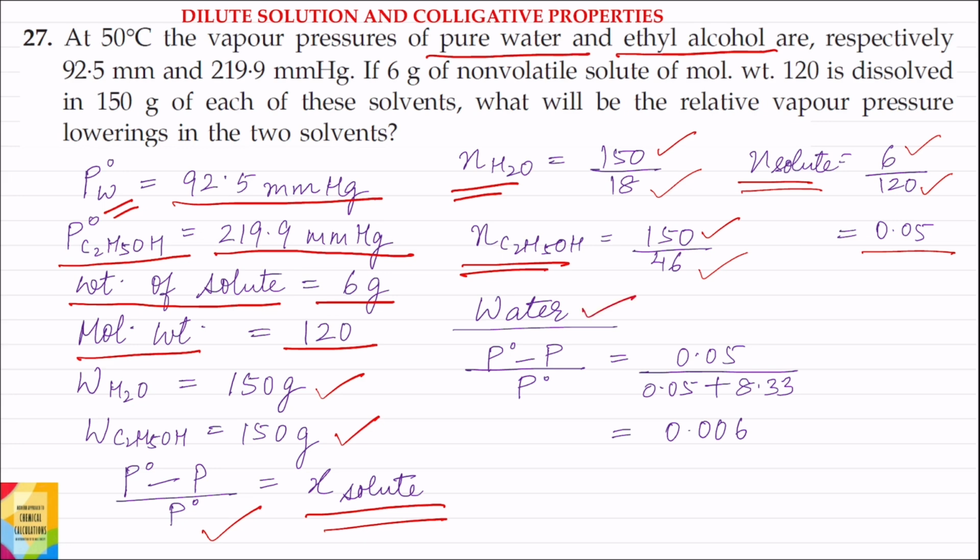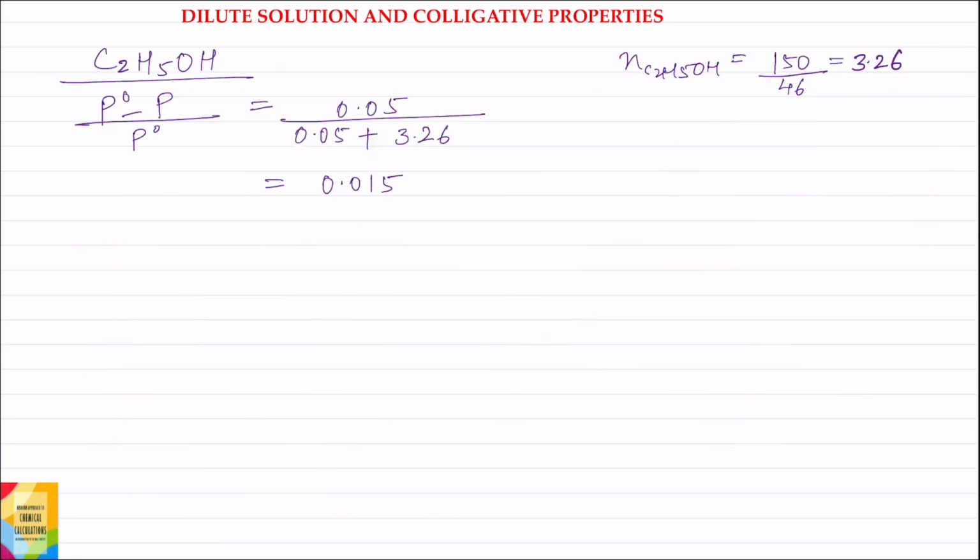Now in case of water, the relative lowering of vapor pressure is equal to mole fraction of the solute. Now mole fraction of the solute will be equal to moles of solute divided by total number of moles. Now total number of moles will be equal to moles of solute, that is 0.05, plus moles of solvent, that is water, and moles of water is 150 divided by 18, which is equal to 8.33. Solving, the relative lowering of vapor pressure in case of water is 0.006. Now relative lowering of vapor pressure in case of ethyl alcohol will be equal to mole fraction of solute which is dissolved in ethyl alcohol.